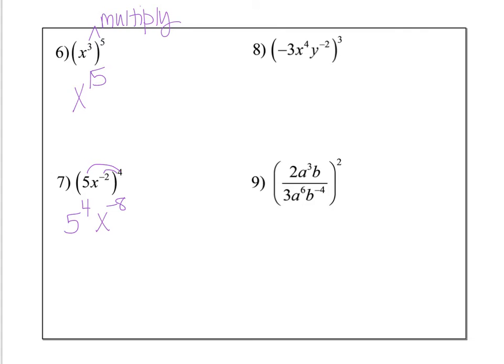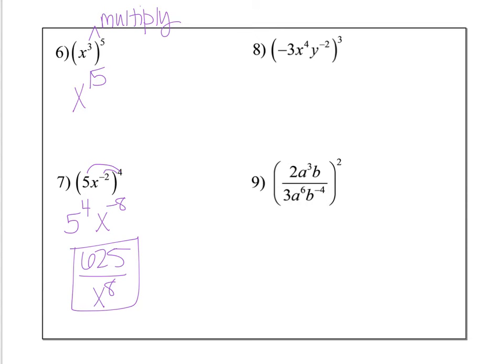So now we have to actually physically take 5 to the 4th power. That's 5 times 5 times 5 times 5, which is 625. And then remember what has to happen with our x to the negative 8th. It's negative, it's not happy. We can't leave it like that in our final answer. We have to move it. x to the 8th moves to the bottom.